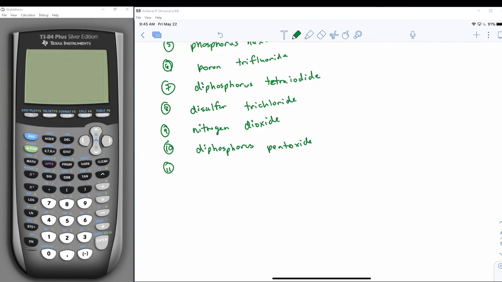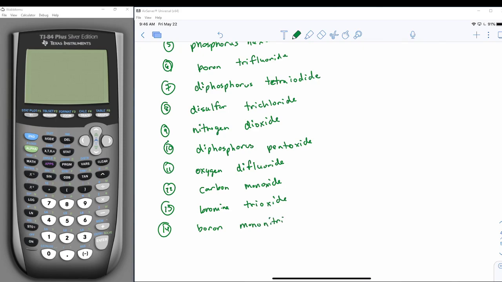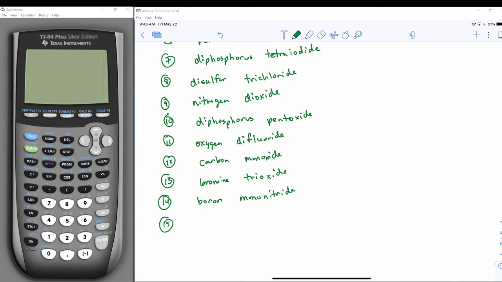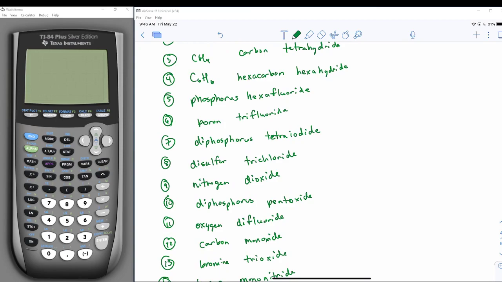Oops, did I skip one? No, I didn't. Sorry. Oxygen difluoride. 12, carbon monoxide. 13, bromine trioxide. 14, boron mononitride. And 15 is carbon tetrabromide.